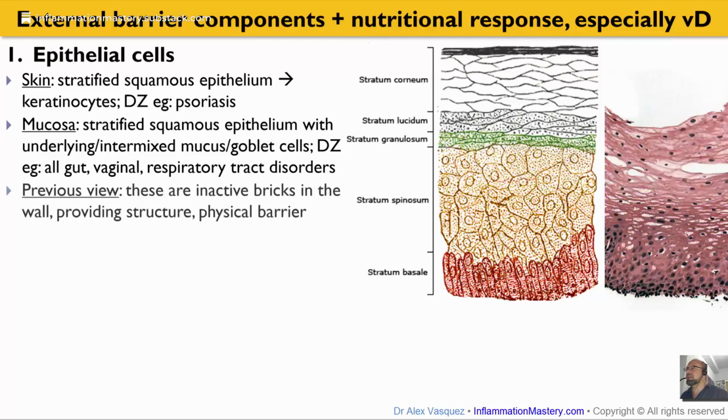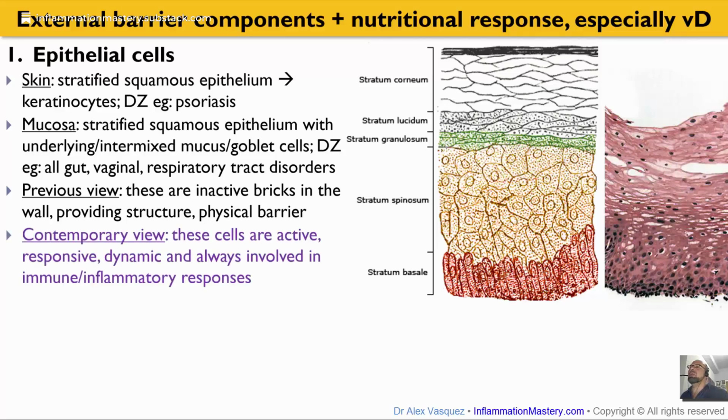So examples of mucosal surfaces include the gastrointestinal tract, obviously starting with the mouth, the genitourinary tract, and the respiratory tract. So the previous view of these epithelial cells is that they were relatively inactive, and they were just basically bricks stuck in mortar, providing a physical and structural barrier. But now we perceive these cells as being very active and very metabolically engaged and immunologically engaged, and certainly responding against infections and other inflammatory insults.